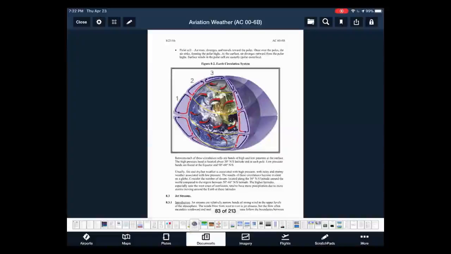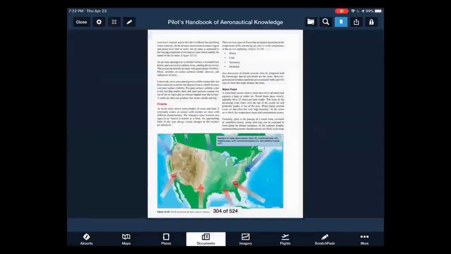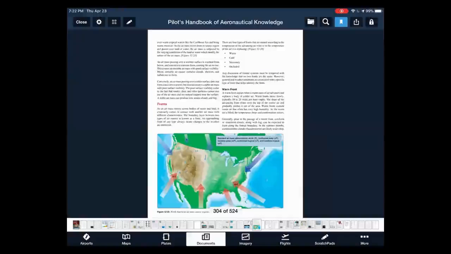That being said, we're going to focus on what these circular patterns do for us where we are geographically. So let's jump to the Pilot's Handbook of Aeronautical Knowledge. Yeah, you can't get away from this book. It's still got more information even pertaining to weather theory.